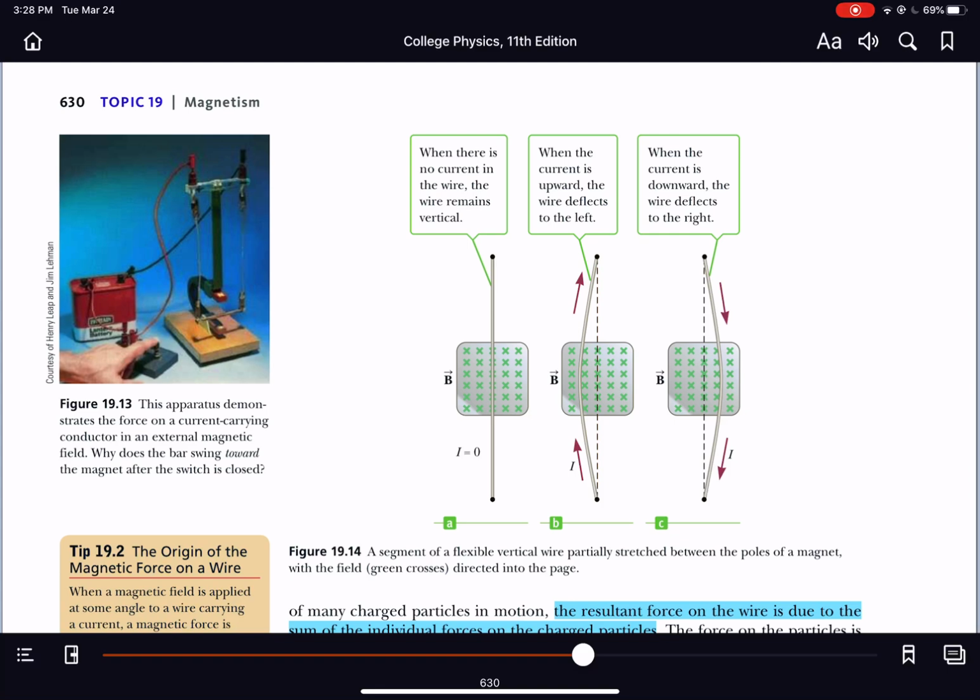In picture C, we reverse the direction of the current. So, again, your fingers are going straight down into the page. Your thumb this time is pointed towards the bottom of the page, and now your palm is pushing the wire to the right.